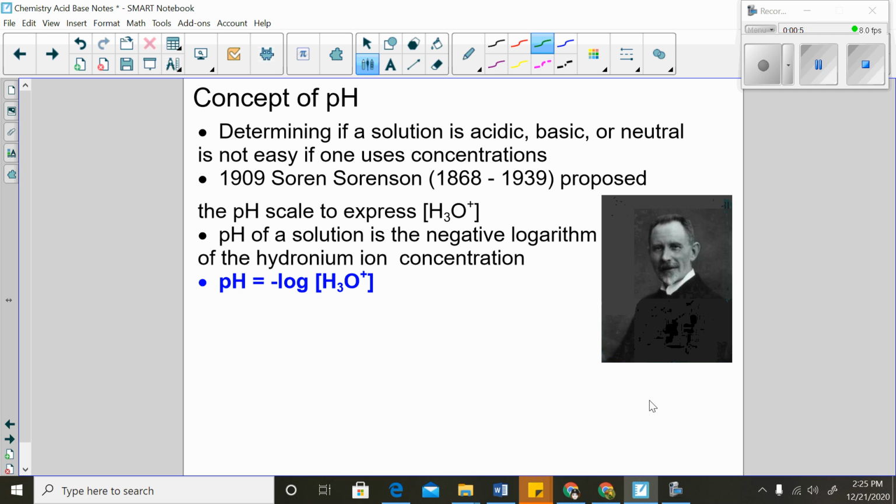So the pH of a solution is the negative logarithm of the hydronium ion concentration. So those are some big words, right? But it actually means this equation right here. So pH equals the negative log of the hydronium ion concentration.